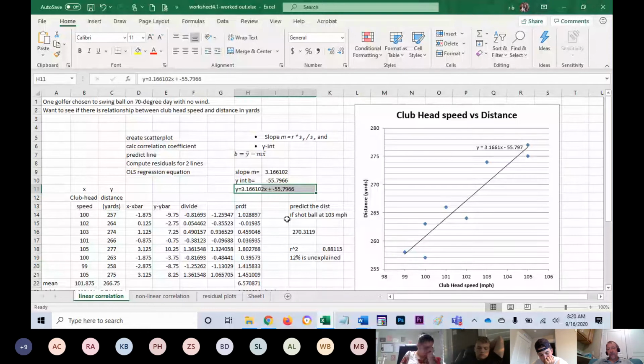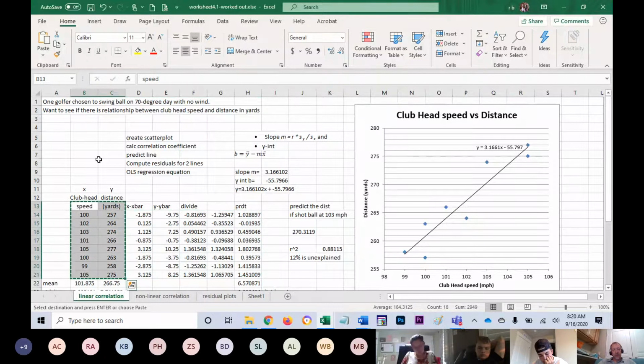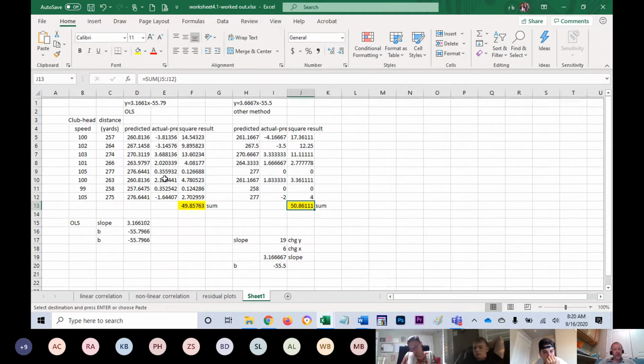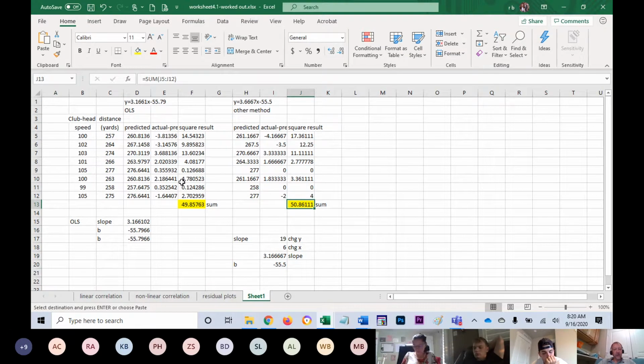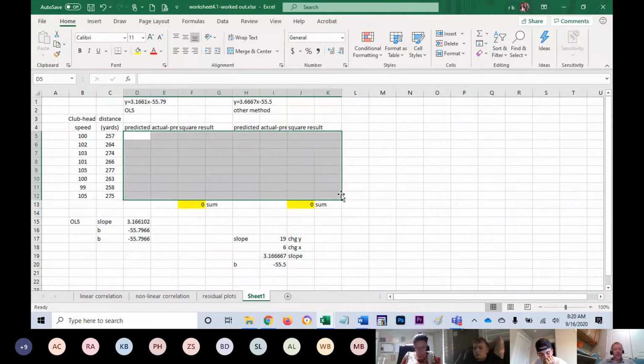So now, actually, I remembered there was one more thing I wanted to do. Okay. So we've got, you can see here, these are our calculations that we used for the correlation coefficient. What I would like to do is I'm going to copy this information. Oh, I've already got it here. That's interesting. Okay, so here's what I'm going to do.